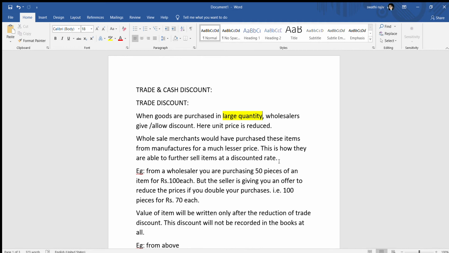First there are the people who are making it, manufacturers. They'll sell it to wholesalers at a price. The wholesaler will fix a profit margin and sell it to retailers. The retailer will fix their profit margin and sell it to final consumers. Here we are talking about wholesaler to retailer, not manufacturer to wholesaler. Wholesaler to retailer is where trade discount usually takes place. Usually it is a retail trade.